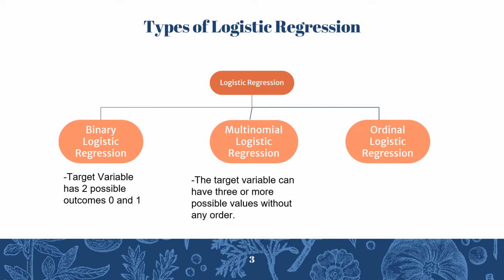The final one is ordinal logistic regression. By the term ordinal, it is clear that there is going to be some order over here. So, in this, the target variable can have three or more values with ordering. Now, when we study any model, we have to study the assumptions. Without the assumptions, the model cannot stand on its own. So, like linear regression, even logistic regression has a set of assumptions. Now, let us look at those assumptions.